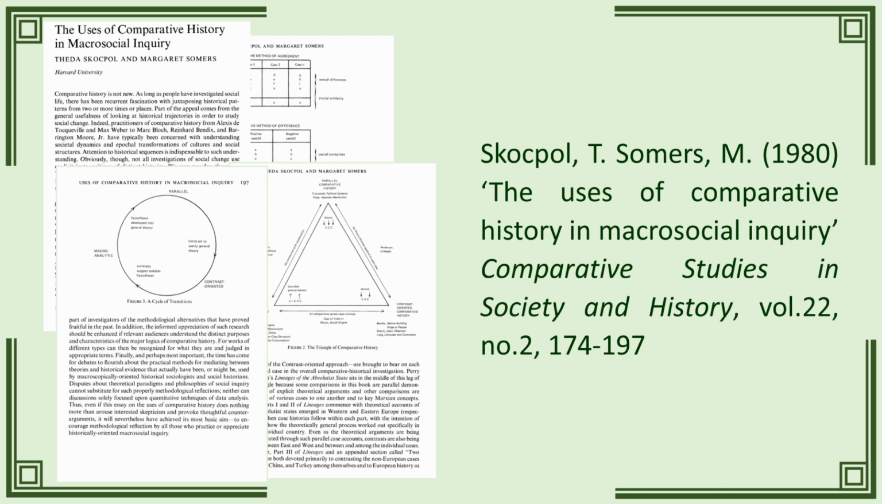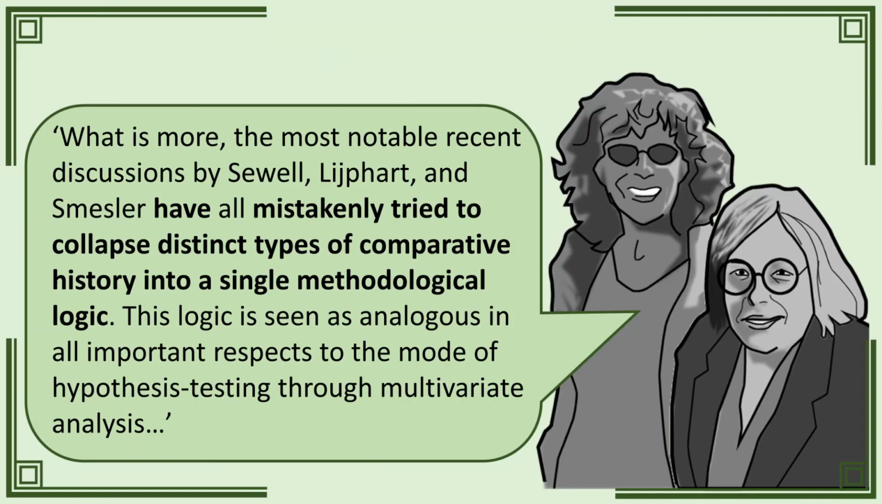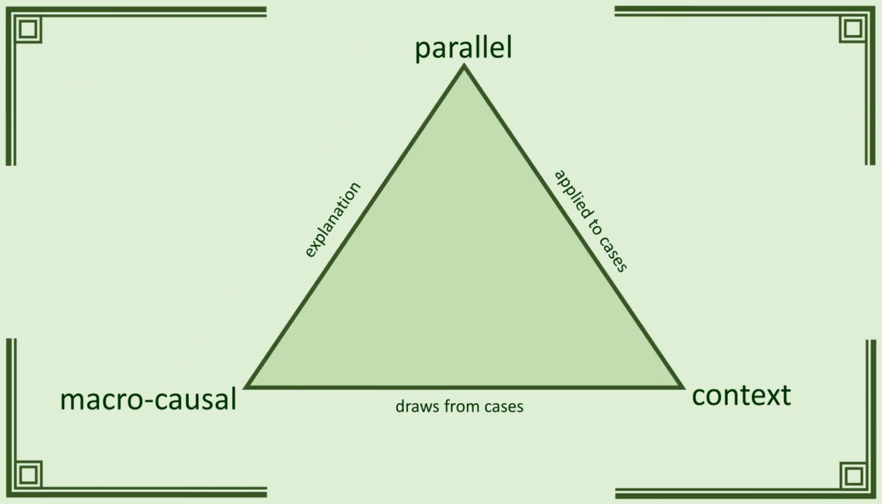They wrote that in trying to theorise a comparative approach, a number of scholars have mistakenly tried to collapse distinct types of comparative history into a single methodological logic. Contrary to this, they argued there are three very distinct methods you can apply to historical data, what they called the triangle of historical comparison. The three types have distinct and often incompatible objectives and logics, and we're going to talk about them now.